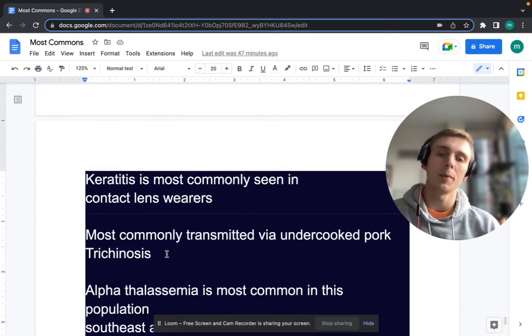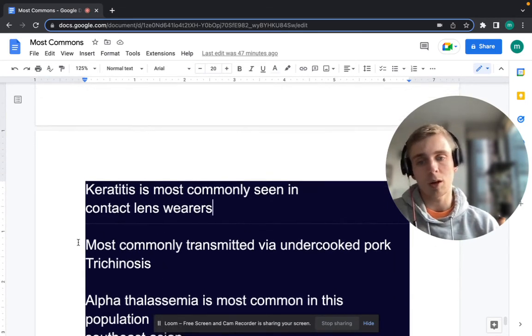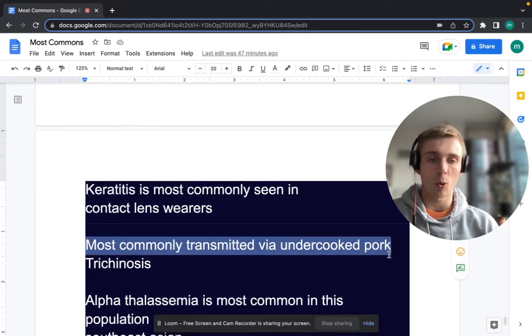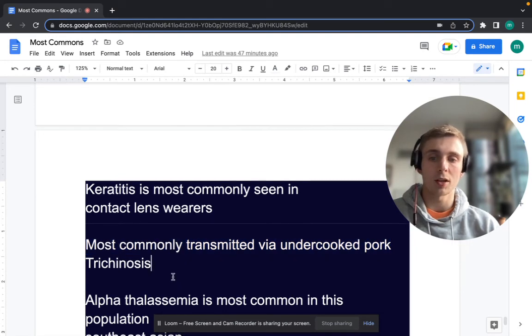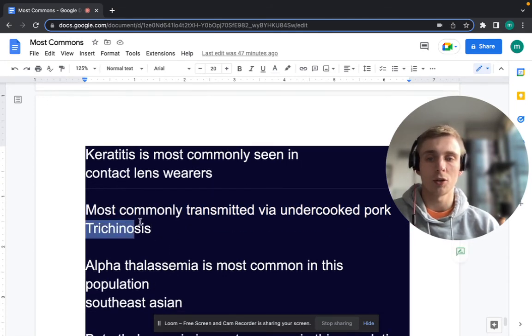How about most commonly transmitted via undercooked pork? That's going to be trichinosis. So trichinosis, not trichomoniasis. Trichinosis is most commonly transmitted by undercooked pork.